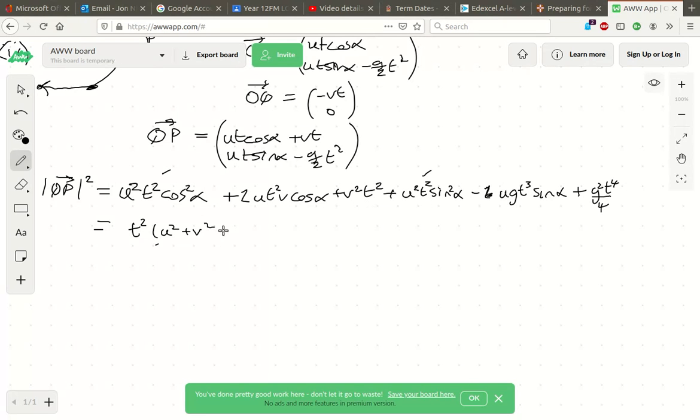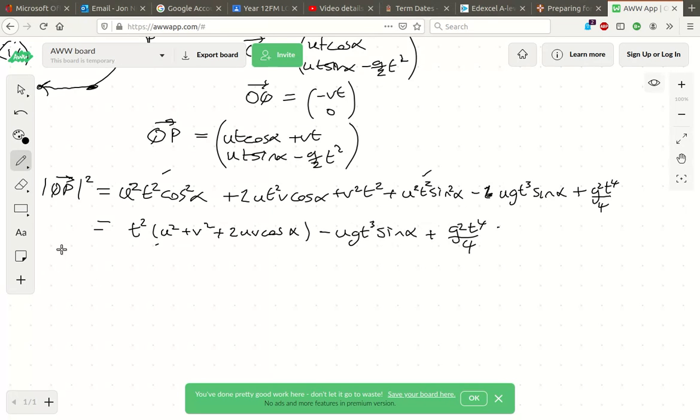U squared plus v squared plus 2uv cos alpha, and then we've got minus ug t cubed sine alpha plus g squared t to the 4 over 4, and I think that is the whole equation, and that is the distance, the square of the distance of QP. Okay, so that's all good.